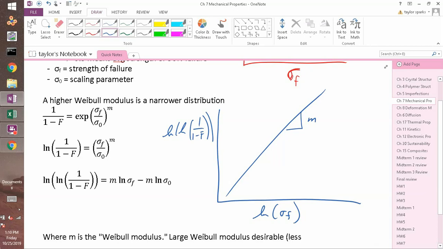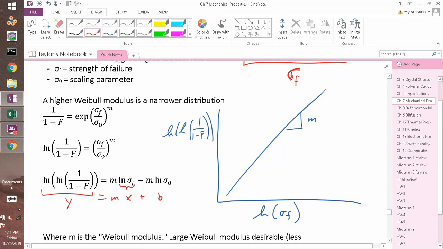Yeah? So m is the slope? M is going to be the slope of this line, right? Because you've got over here, this is y equals mx plus b. So this thing right there is x. Therefore, m is just m. It's our slope. Yeah? Question? Because we chose to plot on our x-axis natural log of sigma f as opposed to natural log of sigma naught. That's a good question.